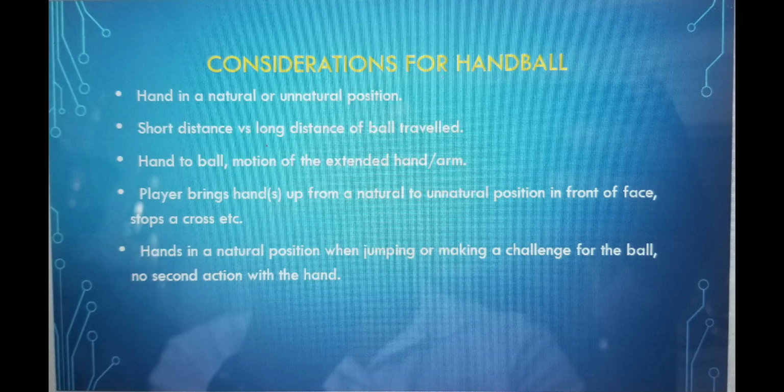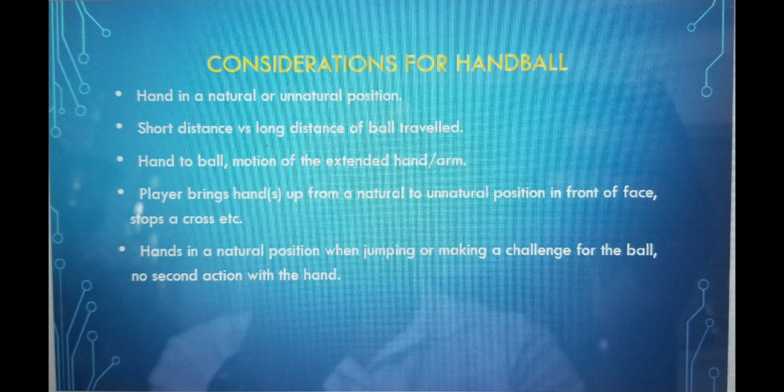Okay, so next we're gonna get into some considerations before I get to some videos. The first consideration that a referee has to take into mind: 1. Hand in a natural or unnatural position. 2. Short distance versus long distance of ball traveled.